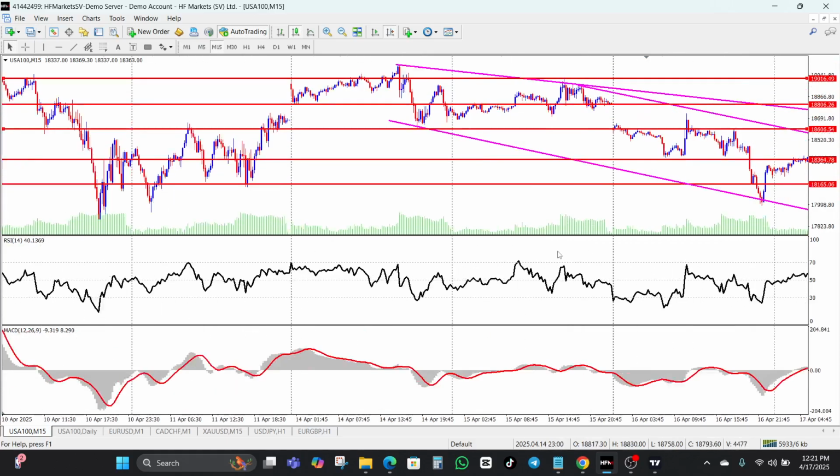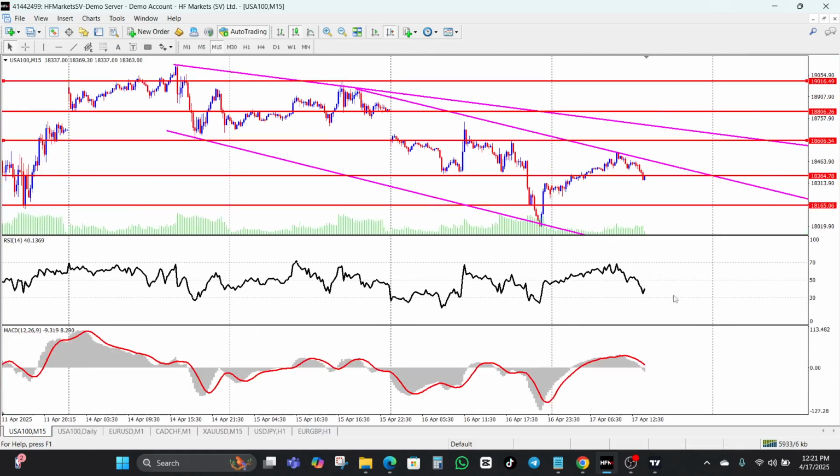Then for a short entry in a bearish trend, look for the RSI rejecting the 50 to 60 zone or a bearish MACD crossover. You look out for a bearish MACD crossover, or look out for the RSI being rejected from the 50 to 60 zone. Also make sure that you look out for candlestick patterns like pin bars, engulfing candles, or inside bars at your zone.